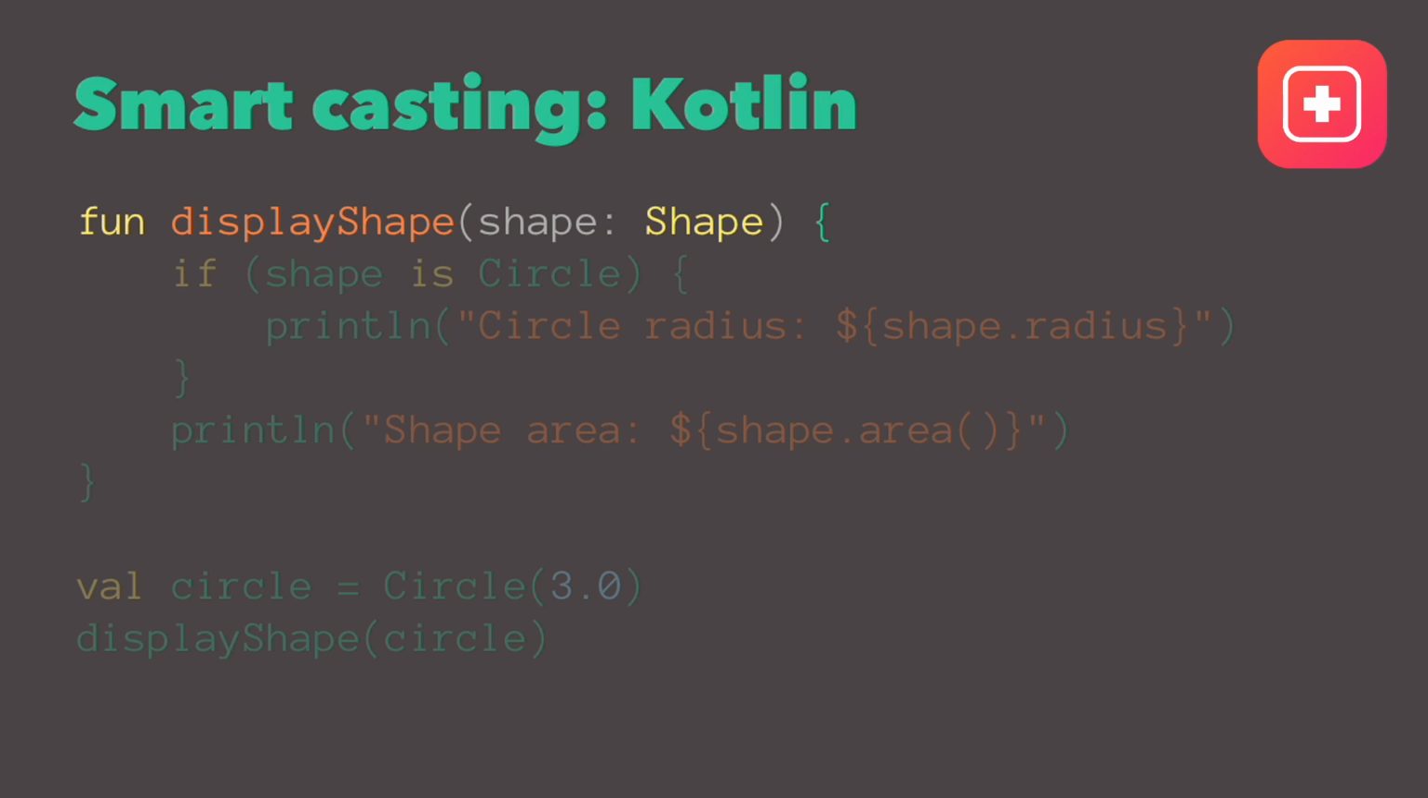Kotlin is a bit different. We have SmartCasting. So again, DisplayShape, which is a function that takes a shape. And here we have if shape is circle. So inside the block of the if, the compiler knows that shape is of type circle. So you don't have to redefine a circle constant. The compiler does SmartCasting, and so you can call shape.radius. The compiler knows that shape is of type circle. Then you can also call your area method and create your circle and call it.